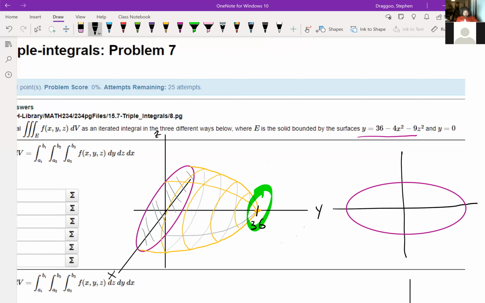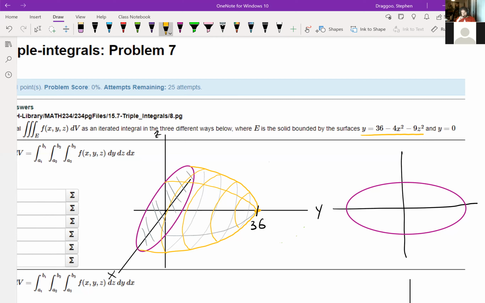And then the whole thing opens left. And then it's going to stop when it hits the plane y equals 0. And don't forget, if my plane is y equals 0, that means I'm really talking about the xz plane, since that's the plane where y is 0. So I suppose I've got my colors a little backwards up here.